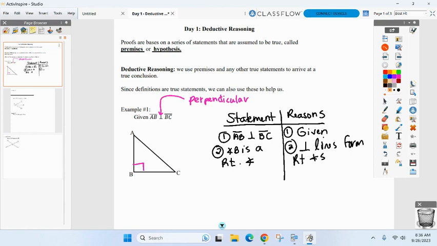Okay, that's the gist of today. You're going to be given a true piece of information. Do you remember the vocabulary term? Mark it correctly on your diagram. Write it correctly in your statements, reasons now.